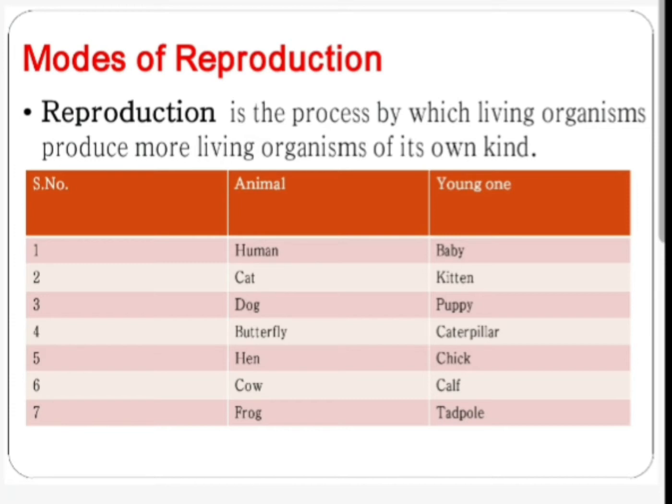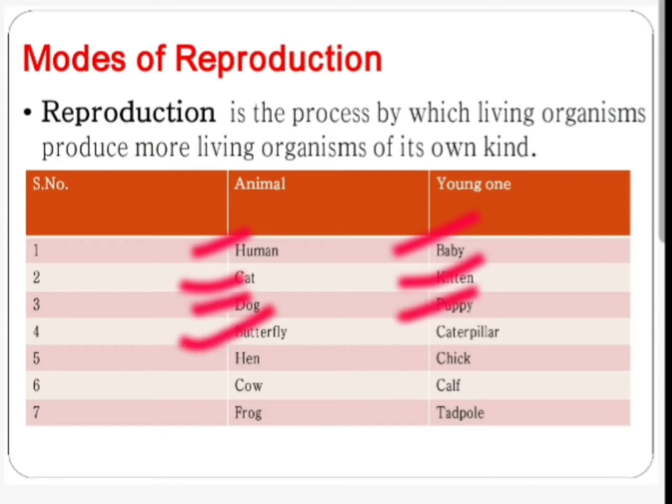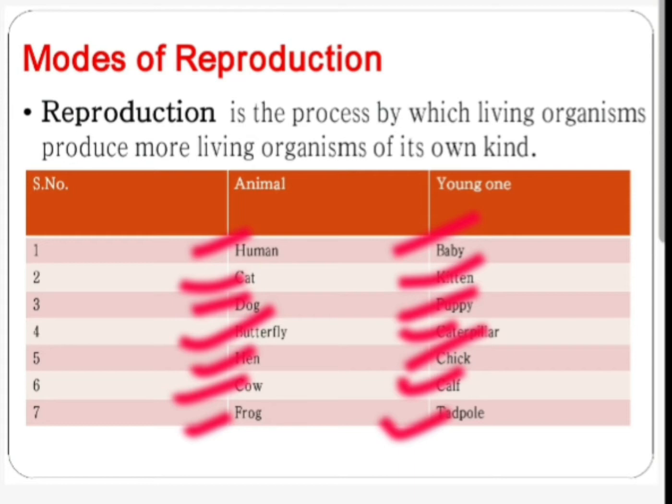For example, human produce young one baby. Second, cat produce young one kitten. Third, dog produce young one puppy. Fourth, butterfly produce young one caterpillar. Fifth, hen produce young one chick. Sixth, cow produce young one calf. Seventh, frog produce young one tadpole.